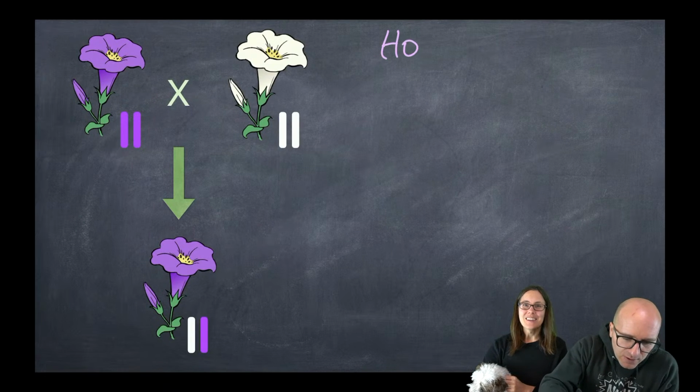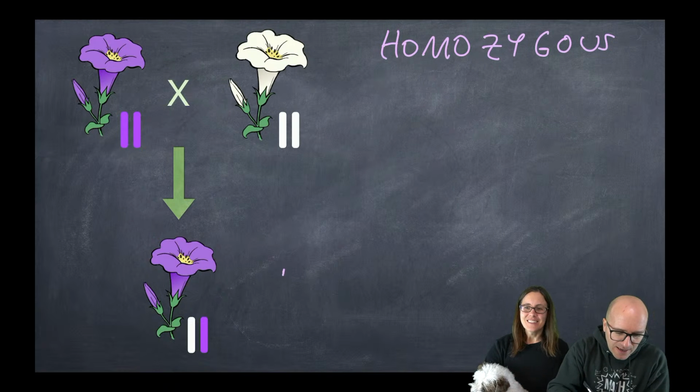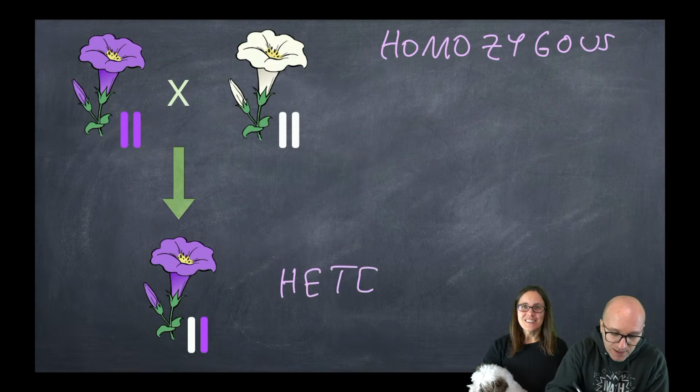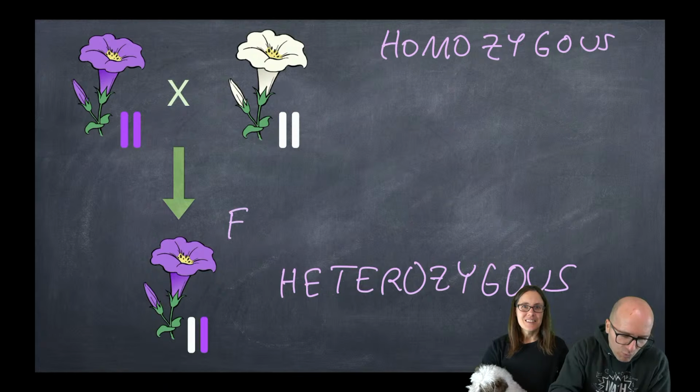Write this down. Homozygous and heterozygous. And we even had a name for that generation, didn't we? Yes, this was the F1 generation. Okay, so this was the F1 generation.